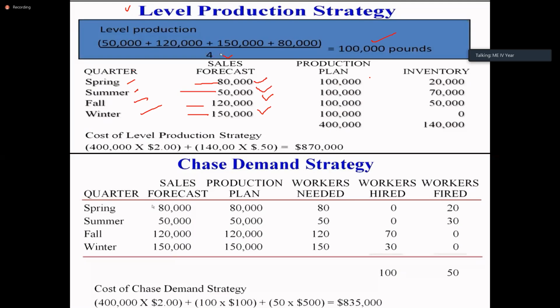From the above step, we understood that this is the level production strategy. It means you have to average all the demands over the number of quarters. So you simply write down these values and the total comes to 4 lakh. Now, from the graph I have a demand of 80,000, but I produced 1 lakh. So inventory is how much? 20,000. Similarly, I made the production of 1 lakh.